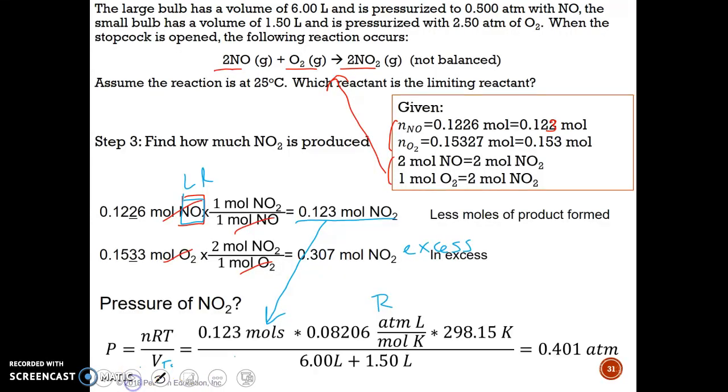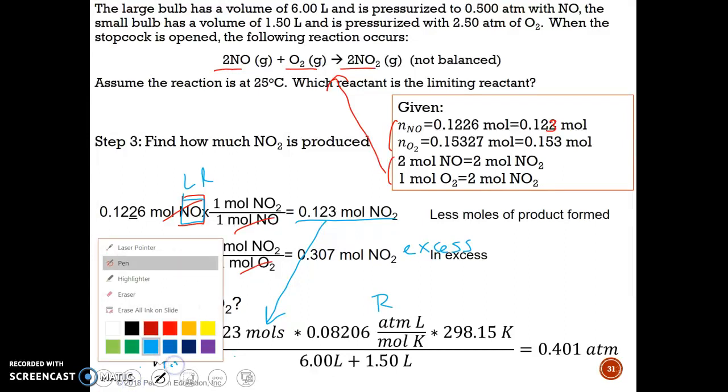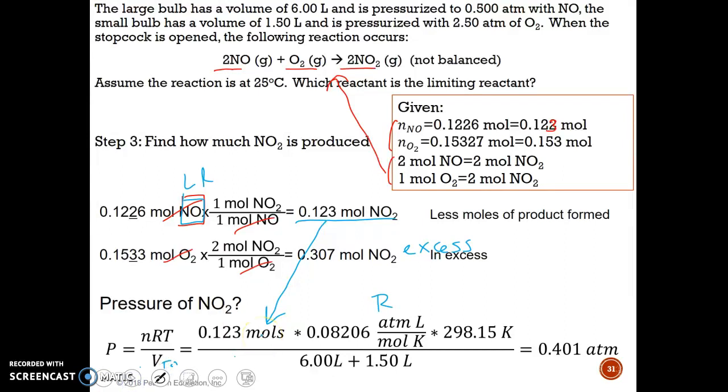So the total volume tells us, once the stopcock is open, that is when NO and O2 interact and form. And so now we have a total volume of 6 plus, basically 7.150. So our pressure of NO2 is here, 0.401.